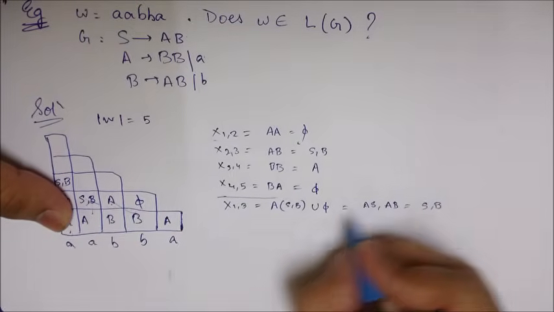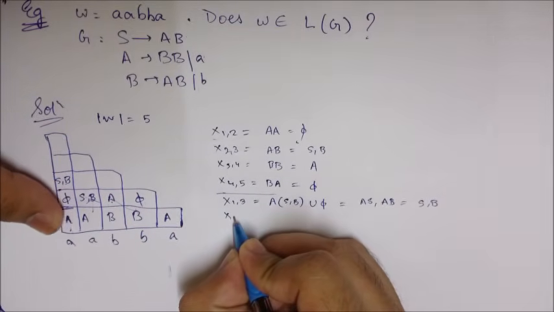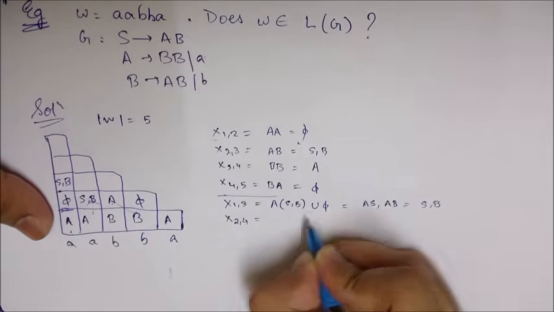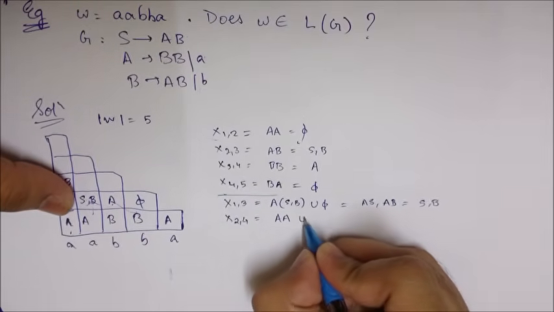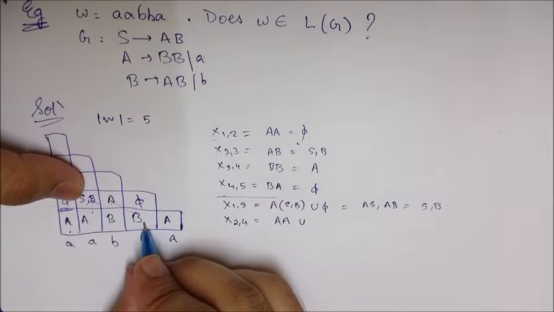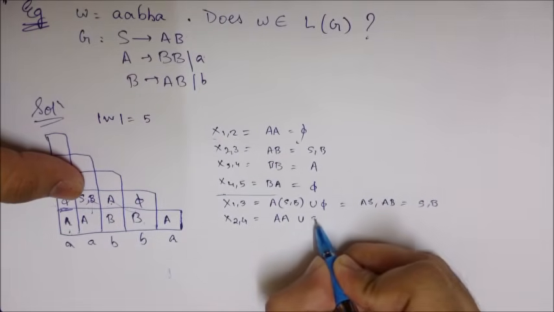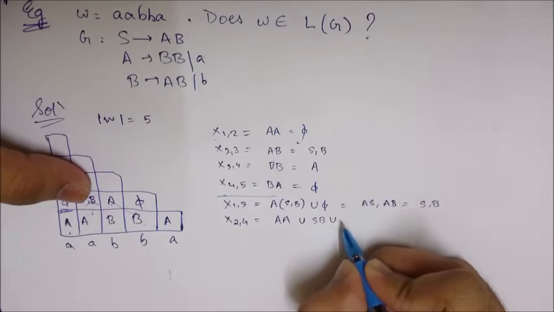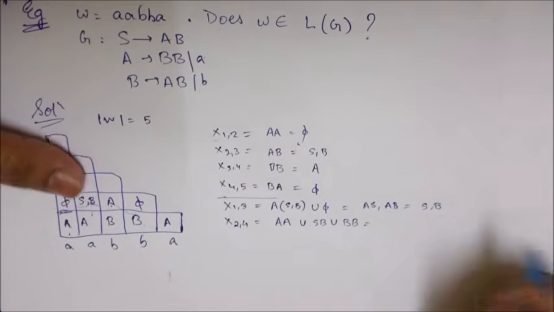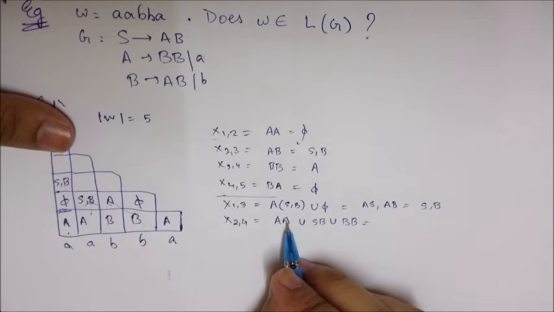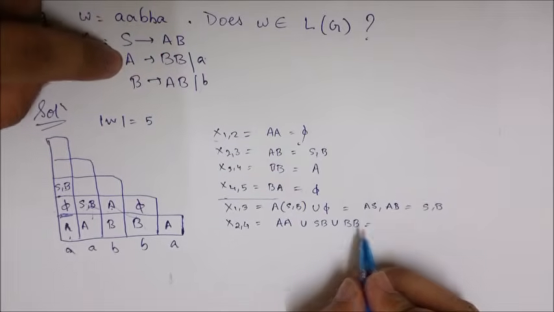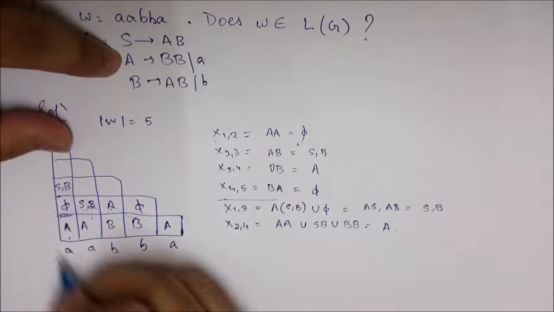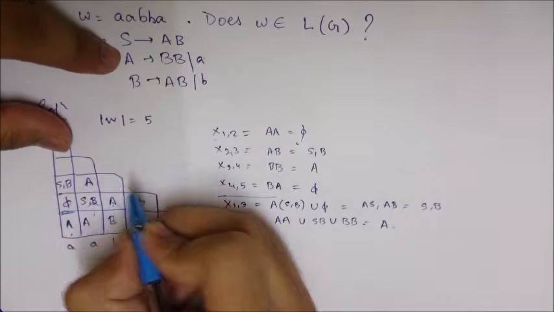The first value A into A, x of 2 comma 4 equals A into A union. Then we multiply SB with B, so that's SB union BB. This is equal to AA is not there in the productions, SB is also not there, BB is there, A tends to BB, so we write A and then we update the table.